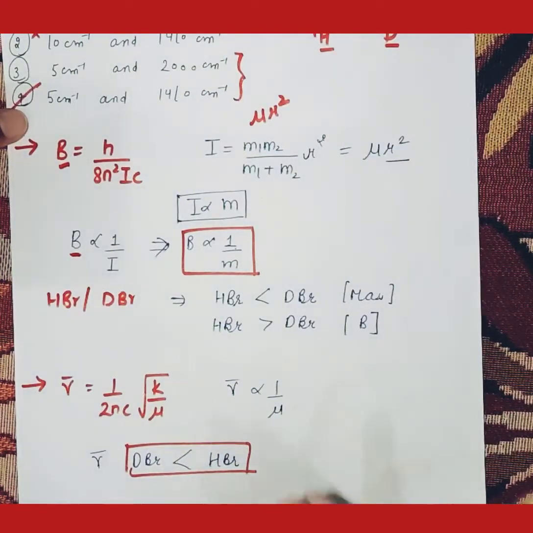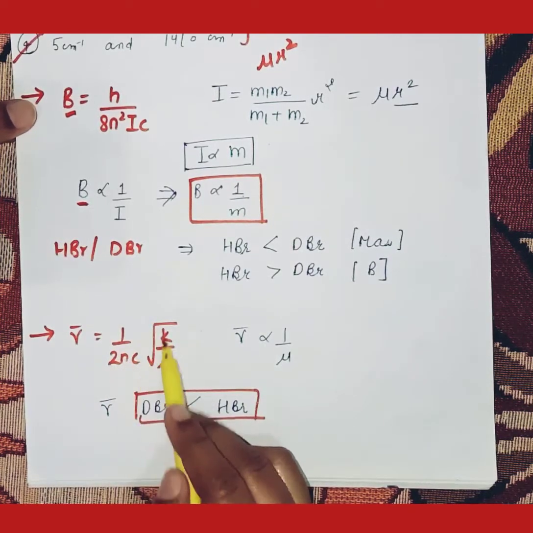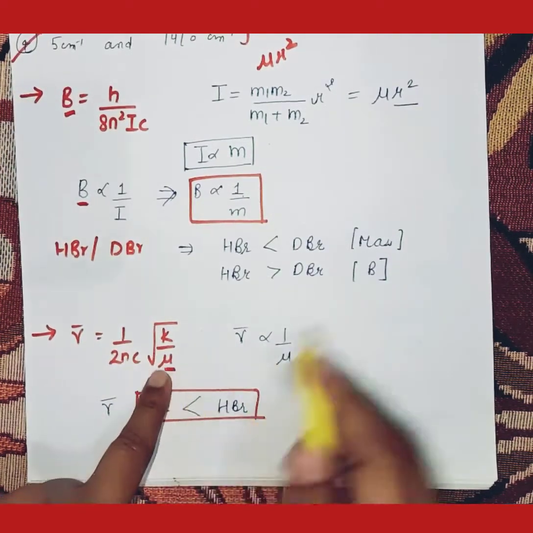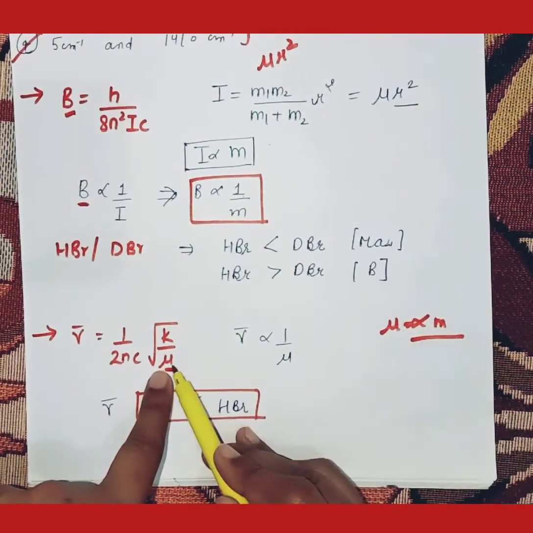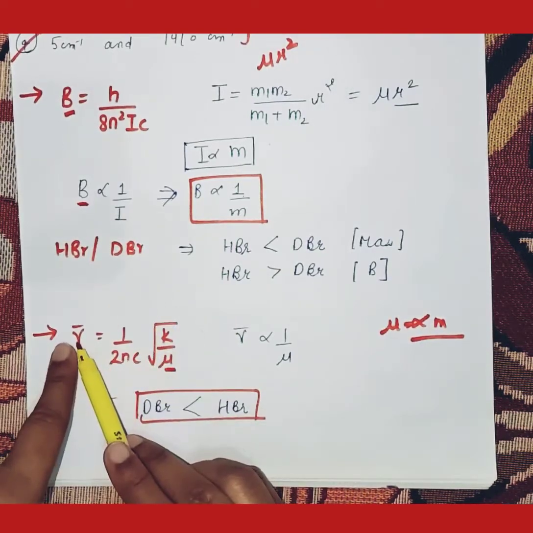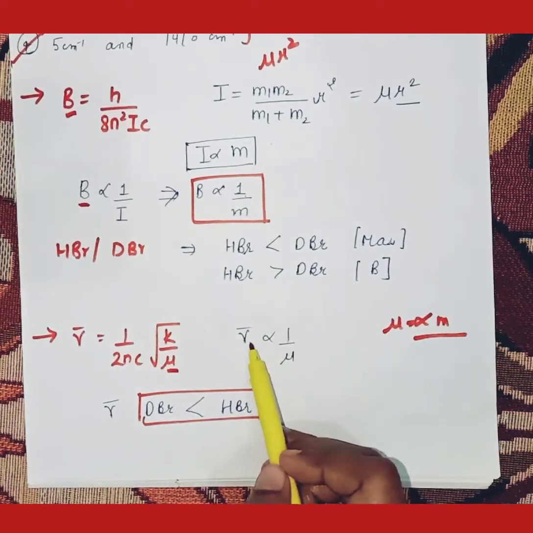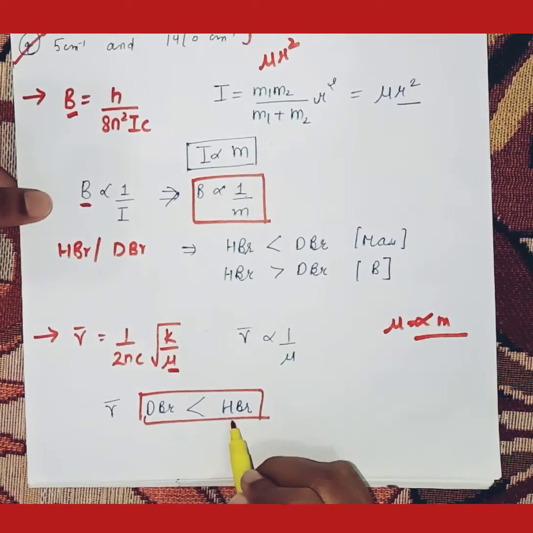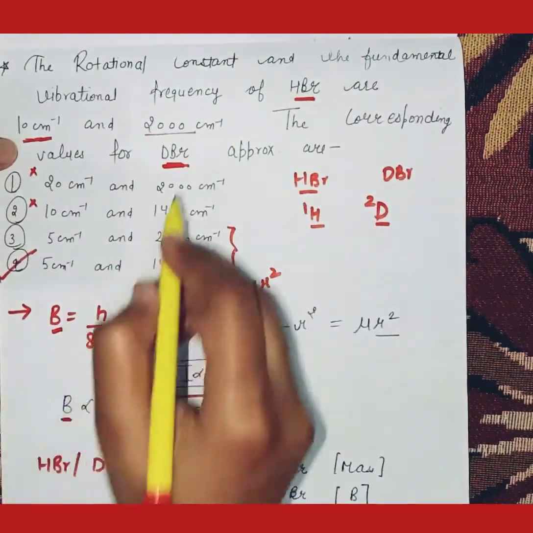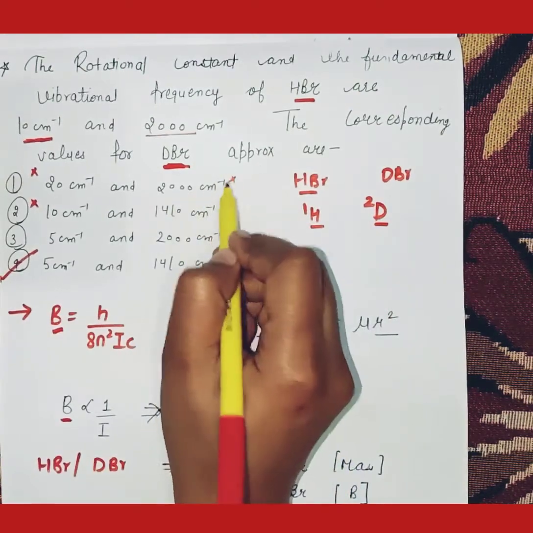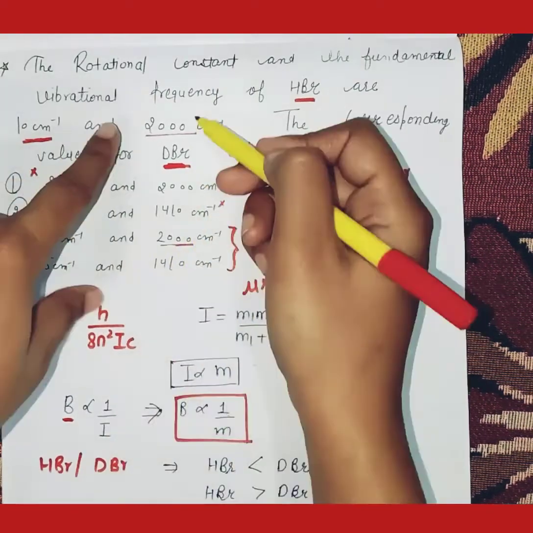Next, the fundamental vibrational frequency. The formula is 1 by 2 pi c square root of k upon mu. Here also mu is directly proportional to m. If m increases then mu increases, and if mu increases then the fundamental vibrational frequency decreases. So the fundamental vibrational frequency of DBr is less than that of HBr, which is 2000, so it can never be this one, and this option is also incorrect. It also never remains 2000.